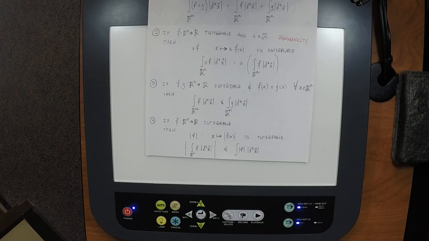I'll give big kudos to anyone who can say what this is. So you know the name of this. Oh, probably dropped it really close to the Schwarz inequality or something like that. It's close. What is it? It's the triangle inequality. That's what this is. This is the triangle inequality.